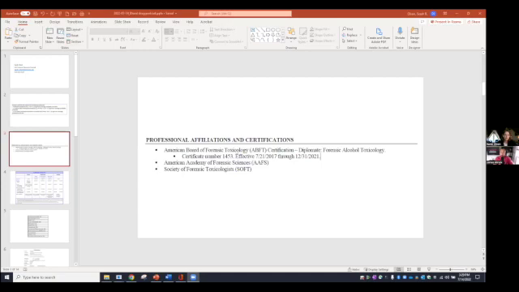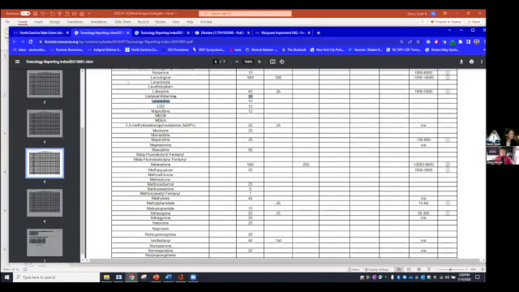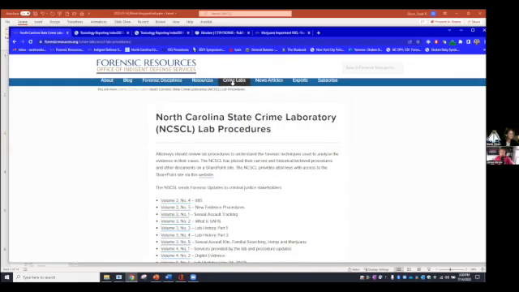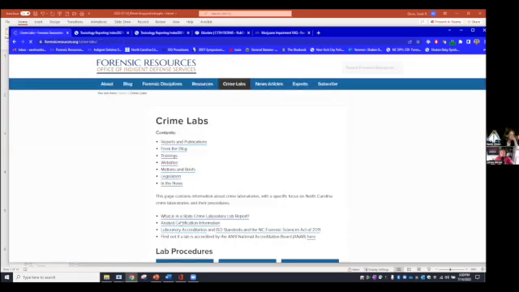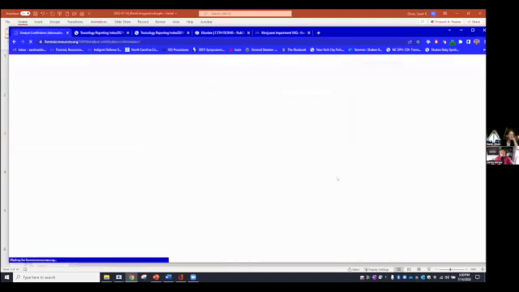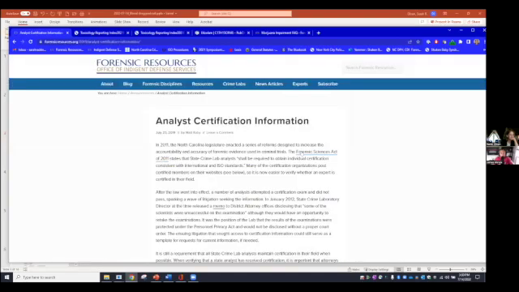So you were referencing a statute that would mandate that certification. Do you have that on hand in terms of what to reference on that front? I do. Let's see. I've got it up on my website. If you go to Crime Labs and general information, I've got some information about Analyst Certification, and it has a link to the Forensic Sciences Act.